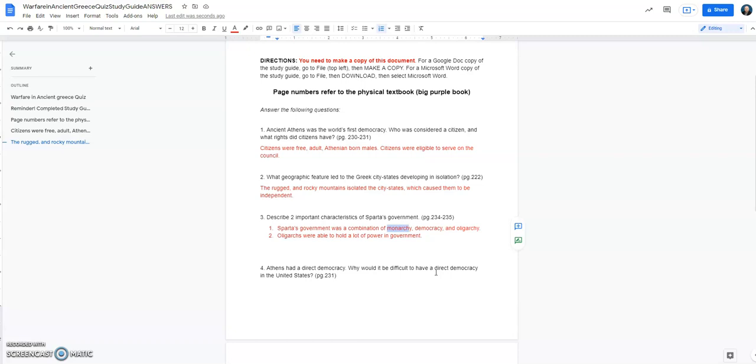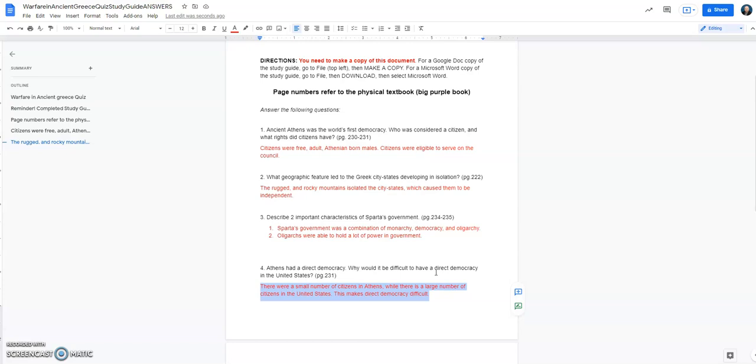Why would it be difficult to have a direct democracy in the United States? With Athens, there's a very small number of citizens. Remember, only free adult-born men can vote, so that limited the number of people who were voting and participating, which makes it easier, right? With the United States, we have such a large number of citizens. There's hundreds of millions of people who can vote, and that would just make a direct democracy difficult.